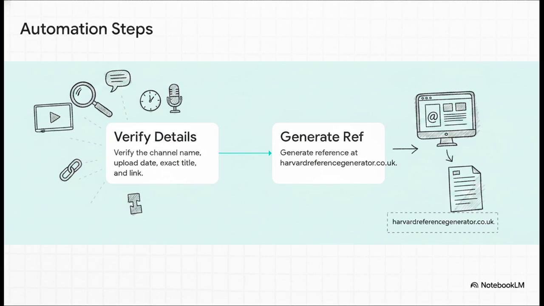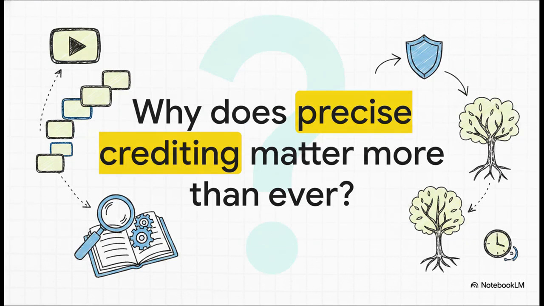Step 1 is entirely on you. You absolutely must carefully verify the channel name, the upload date, the exact title, and the link. Accuracy here is everything. But once you've verified those details, step 2 is a breeze. You just take that data and generate your reference. According to our source material, you can use the Harvard Reference Generator at harvardreferencegenerator.co.uk. You just plug in your verified information, and boom, the tool does all the heavy lifting to format it perfectly for your bibliography.